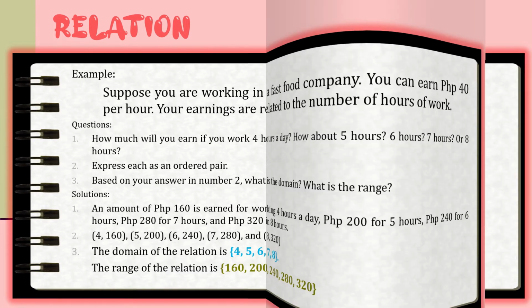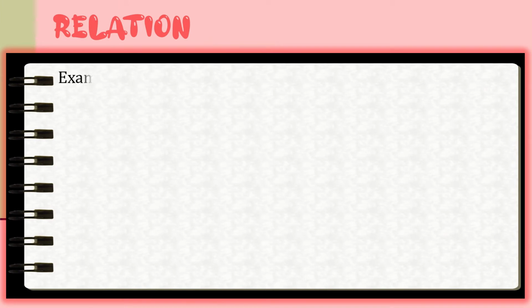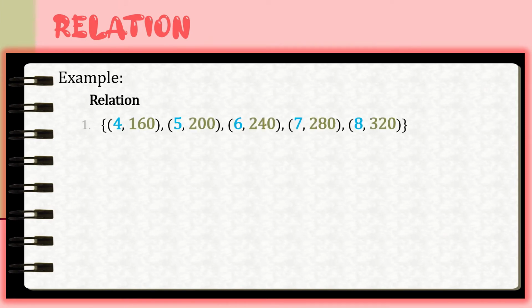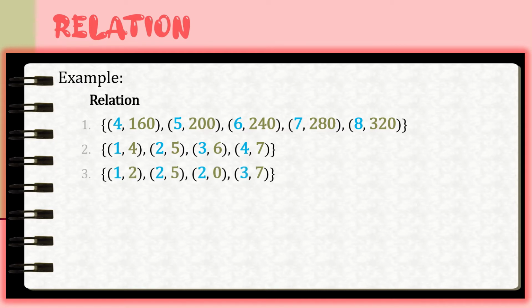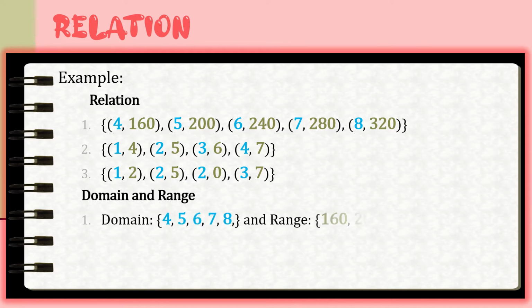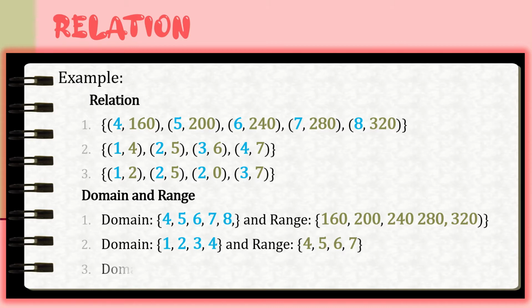Here are some examples of relation written as ordered pairs. We have the set (4, 160), (5, 200), (6, 240), (7, 280), (8, 320). We also have the set (1, 4), (2, 5), (3, 6), and (4, 7). And the last one, we have (1, 2), (2, 5), (2, 0), and (3, 7). Because a relation is any set of one or more ordered pairs.